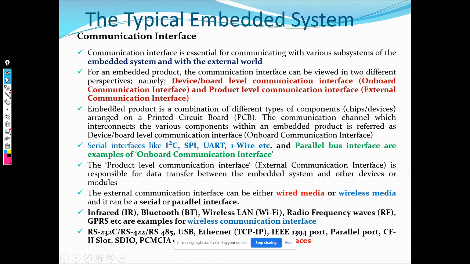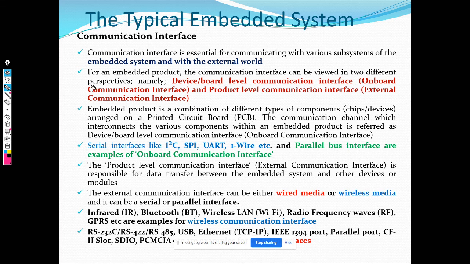All right, so we come to the last part of today's lecture, where we're going to see communication interfaces. Communication is one of the most essential parts of any computing device. If there is no way to communicate, there is no way to know what is happening inside the embedded system, right? So the communication should be from the input side as well as from the output side.